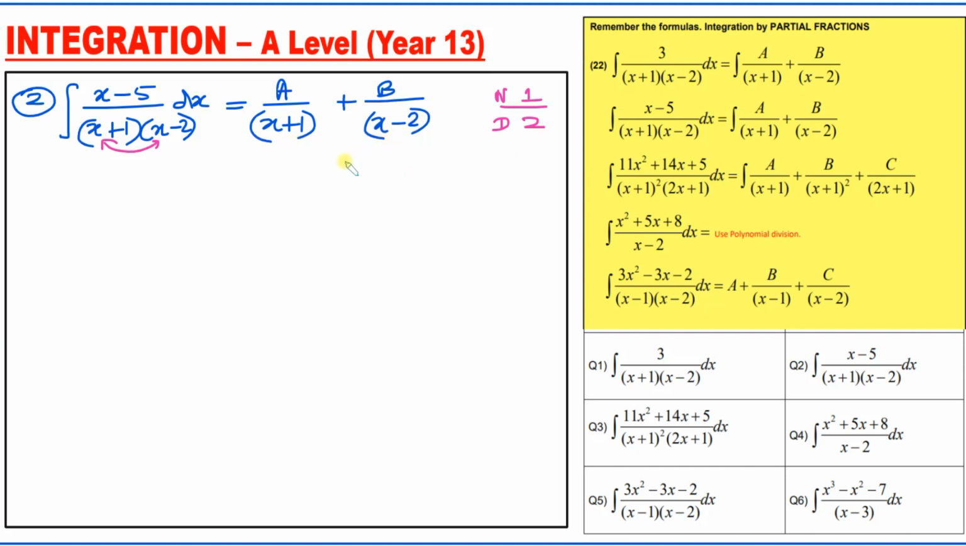Now we are going to look at some questions. Sometimes the denominator's power and the numerator's power are the same. You have to be careful with separating the fraction.